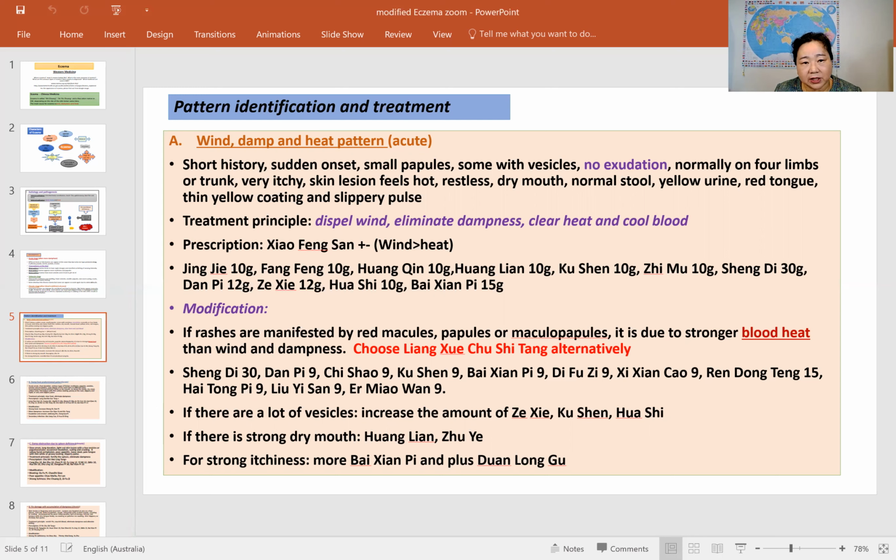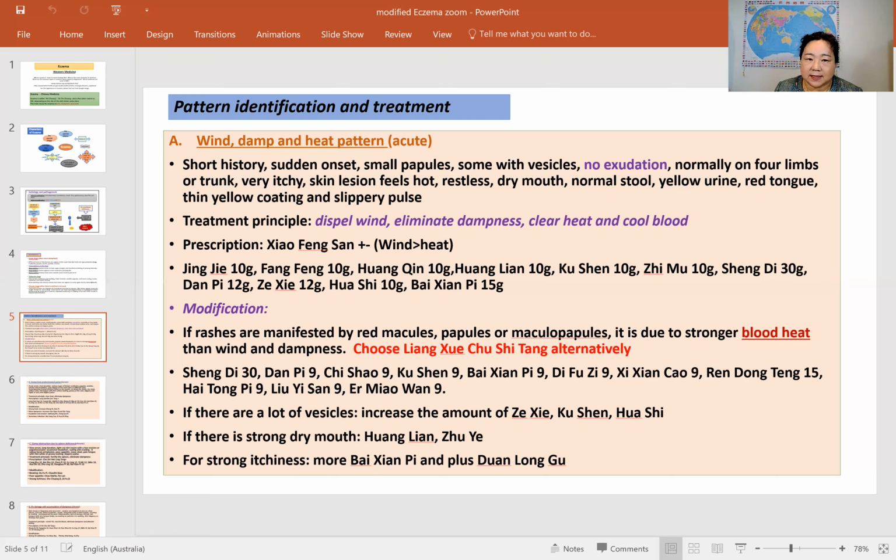Now, modification. If rashes are manifested by red macules, papules, or micropapules due to stronger blood heat, then wind and dampness, we can choose 凉血除湿汤 to modify. 凉血除湿汤 means the decoction to cool blood, eliminate dampness.